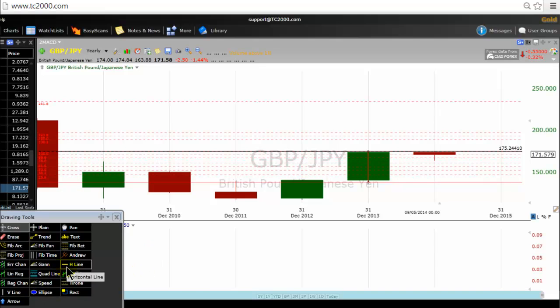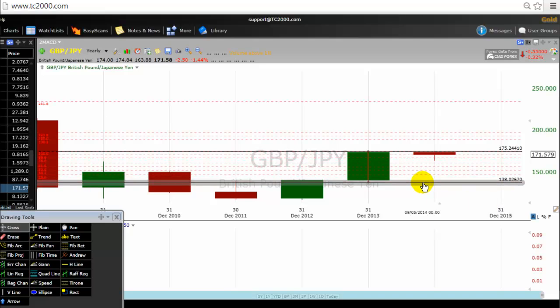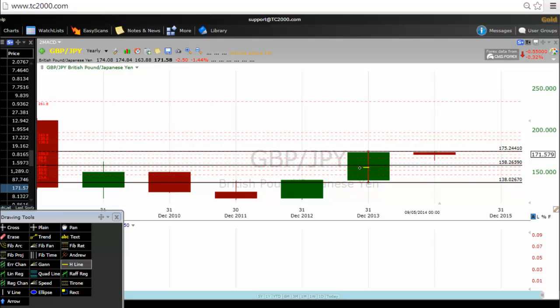So 3 key levels here on the yearly chart: the low of 2013, the high of 2013, and the median line of 2013, which is the 50% Fibonacci retracement level. The median line, the middle line of the range of 2013.